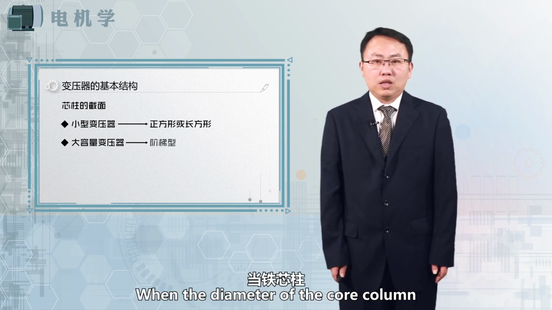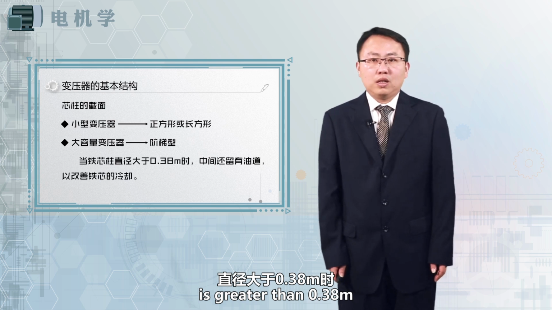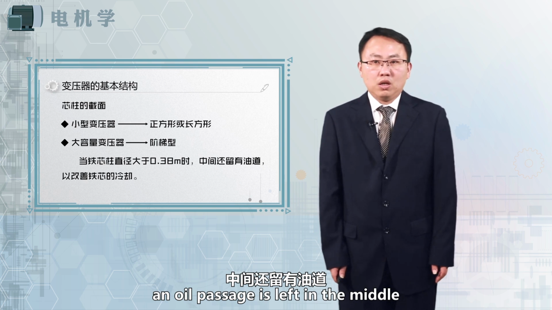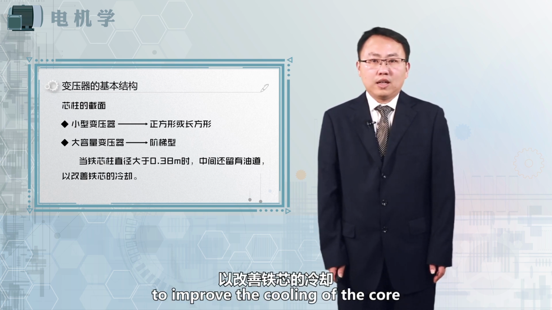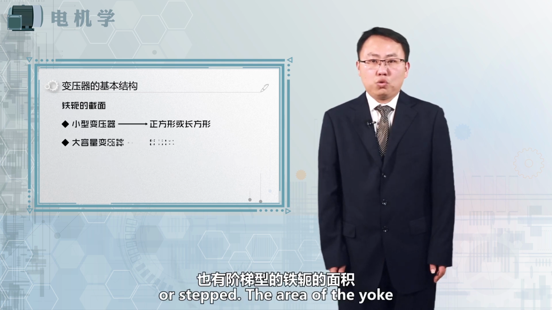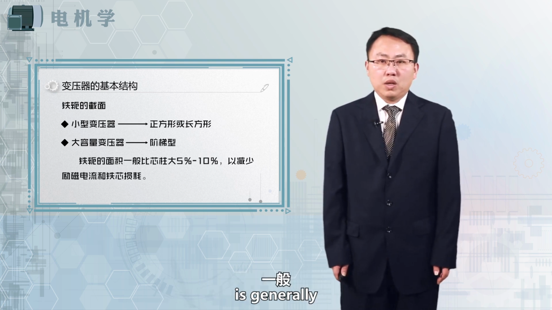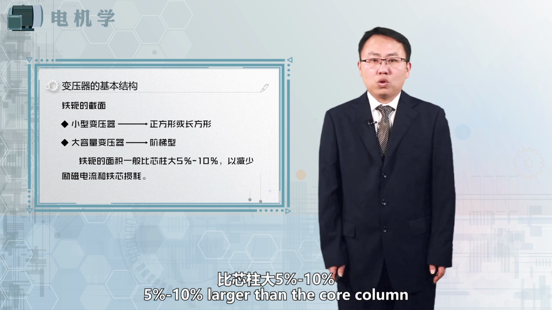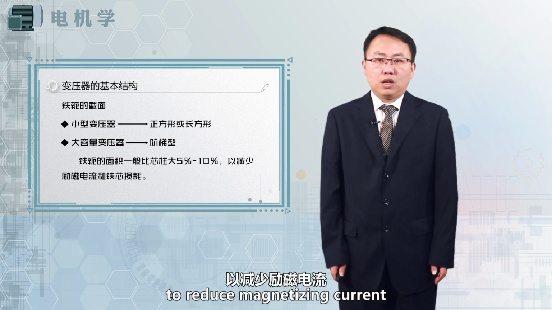When the diameter of the core column is greater than 0.38 meter, an oil passage is left in the middle to improve the cooling of the core. The cross-section of the yoke can be rectangular or stepped. The area of the yoke is generally 5% to 10% larger than the core column to reduce magnetizing current and core losses.